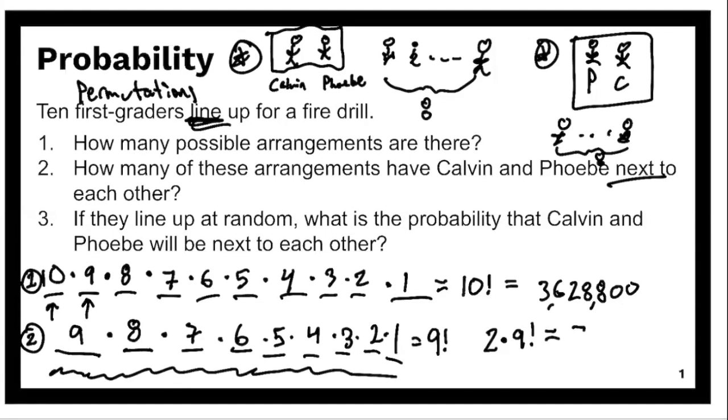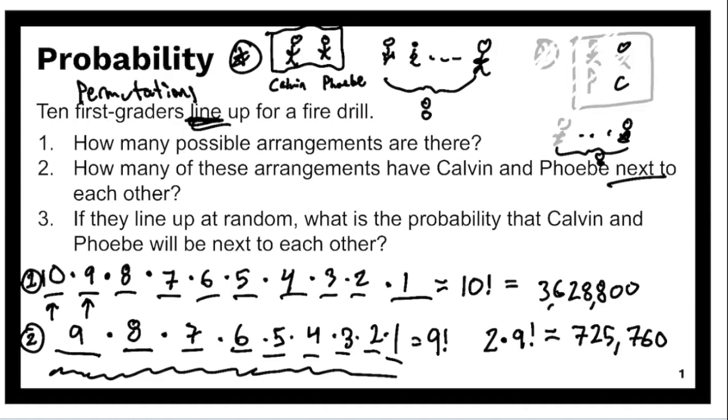which gives us 725,760 ways or arrangements where Calvin and Phoebe are next to each other. For number 3, we're looking at probability. So far we've just been counting the number of ways, and it's asking us, what is the probability that Calvin and Phoebe will be next to each other?